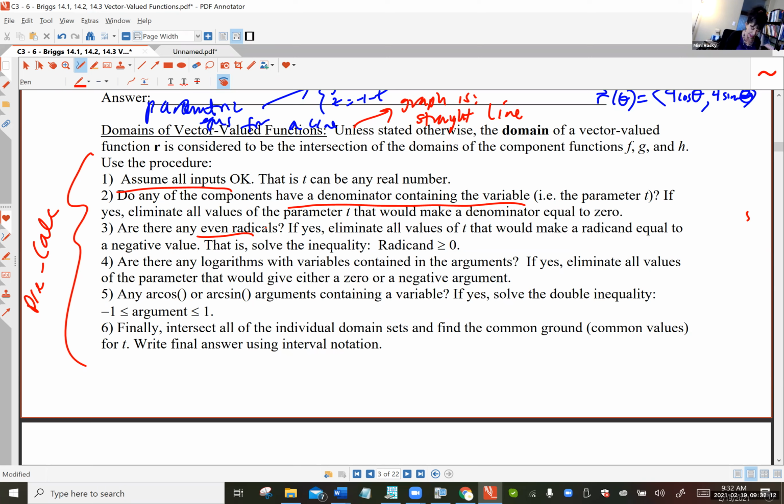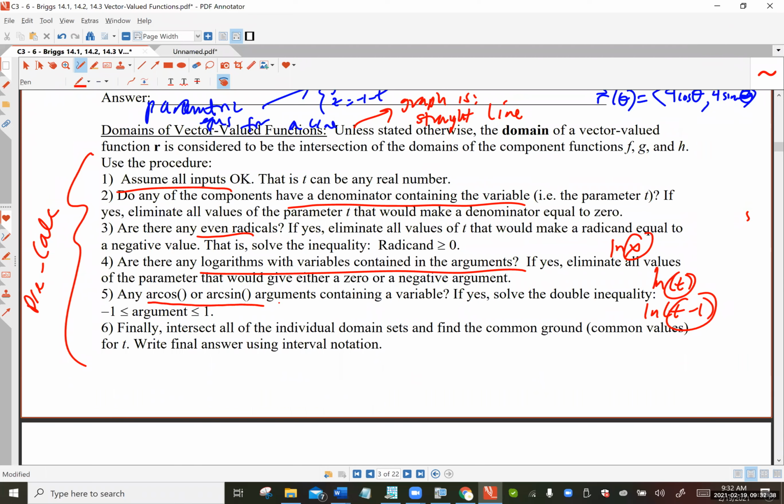Okay. What's another thing that we worry about when we're finding domains? When you're taking ln of something like ln of x, in our case ln of t, or maybe ln of t minus 1 or something, you need the argument of these logarithms to be strictly positive, because you can't take ln of 0 and you cannot take ln of a negative number, because you'll get into trouble. And then of course arccos and arcsin, those arguments are limited to the range -1 to 1 inclusive. So that's another issue. And then finally, you're going to have to intersect all the individual domain sets.